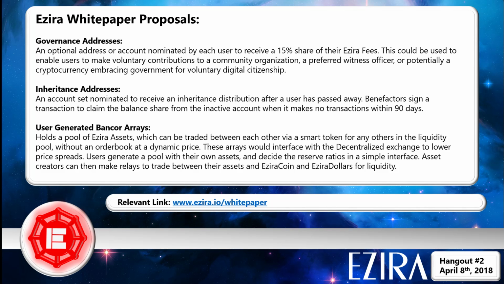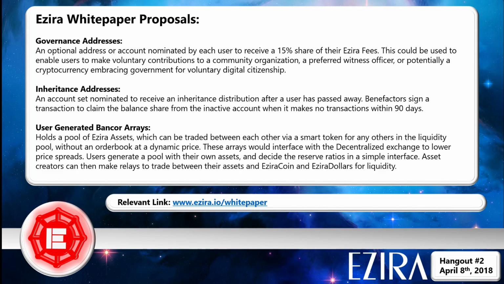So the next idea I've had is the inheritance. The inheritance address is an account set and nominated to receive an inheritance distribution after a user has passed away. Benefactors sign a transaction to claim the balance share from the inactive account when it makes no transactions within 90 days after the transaction is released.